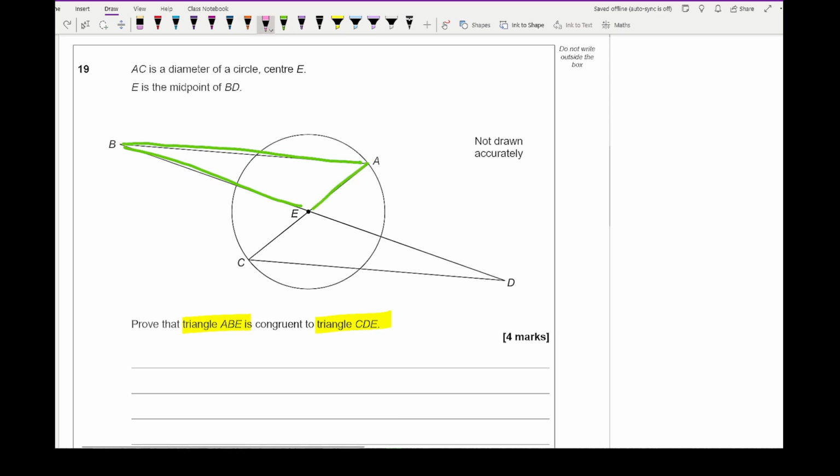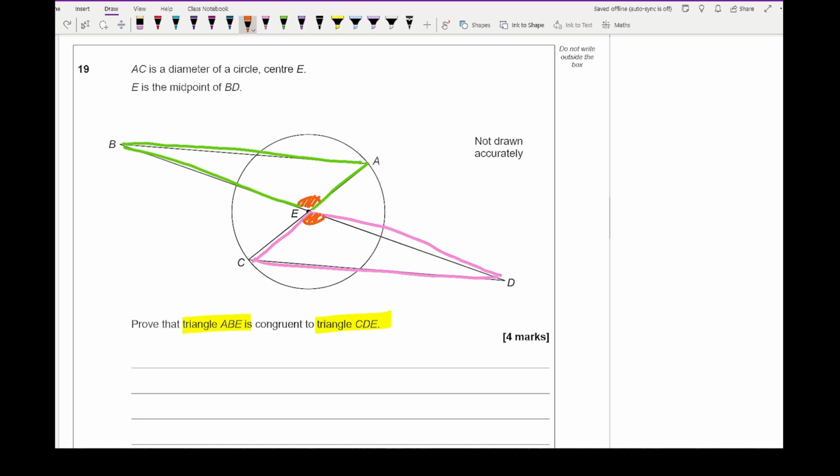And triangle CDE is this triangle here. Again, excuse the accuracy of those lines there. So when it comes to congruency, we want to show which angles are the same and which sides are the same. So for this, looking at the information that we're given, I know that this angle is going to be the same as this angle as they are opposite.